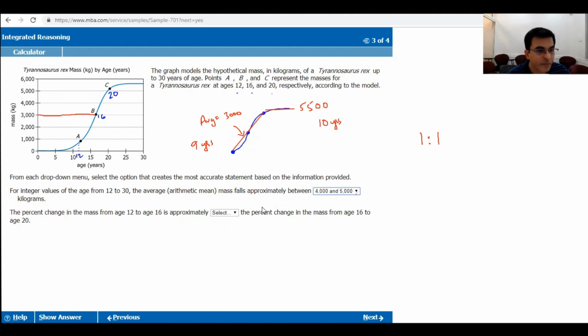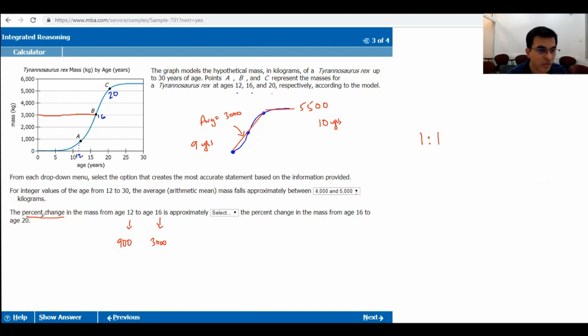For the second one, they're asking us the percent change in mass from 12 to 16. Now at 12, let's just put the values first. At 12, the mass is around 900. At 16, the mass is exactly 3000. They're asking us to calculate percent change. Now you can do it by subtracting and in multiple ways. You have access to a calculator.